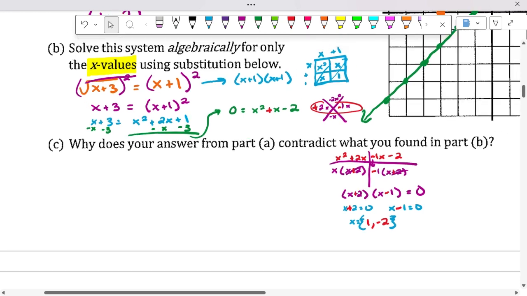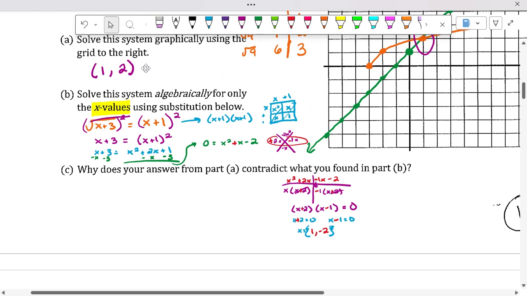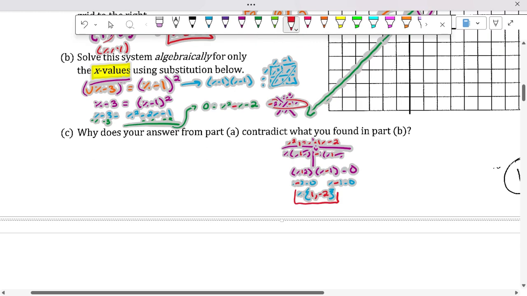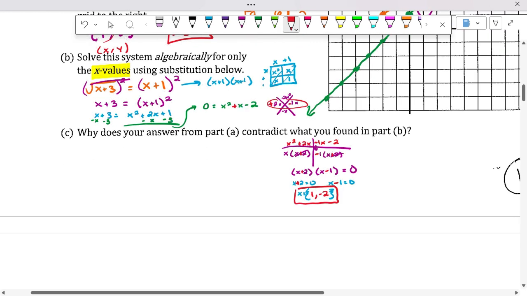Now, what's kind of the problem here? So when we solved it graphically, what was the only x value that worked? So this is the point xy. What's the only x value that worked when we solved it graphically? Come on, guys. What's the x value at this point? 1. Yeesh. All right. But didn't we get 2 x values that should work when we solved it algebraically?